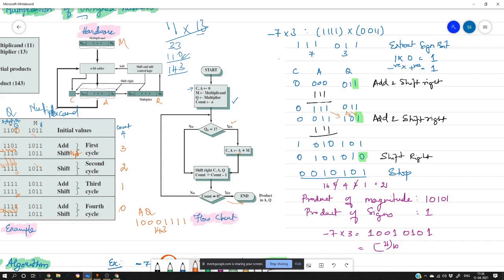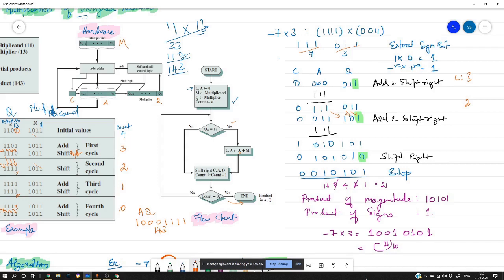This is what has been done. Now after shifting, you also keep decrementing the count. So here the count was initially 3 because you consider only 3 bits in the multiplier and multiplicand, so that will become 2 here. Now at the second step, you again check the value in Q. So the value in Q is 1. So if it is 1, you have to do addition and shifting.